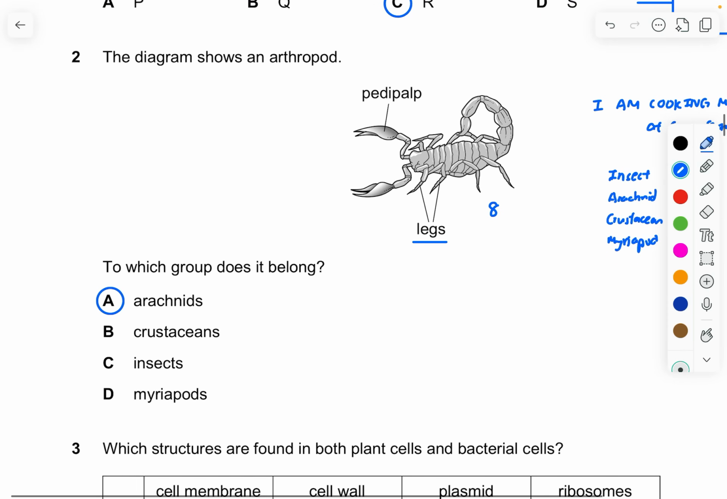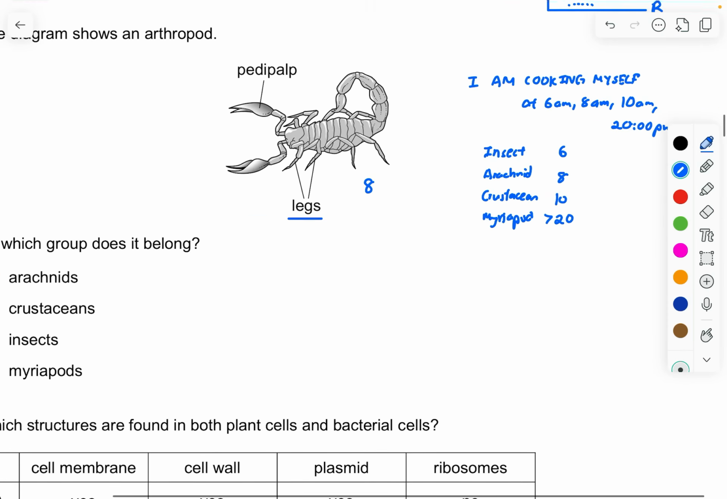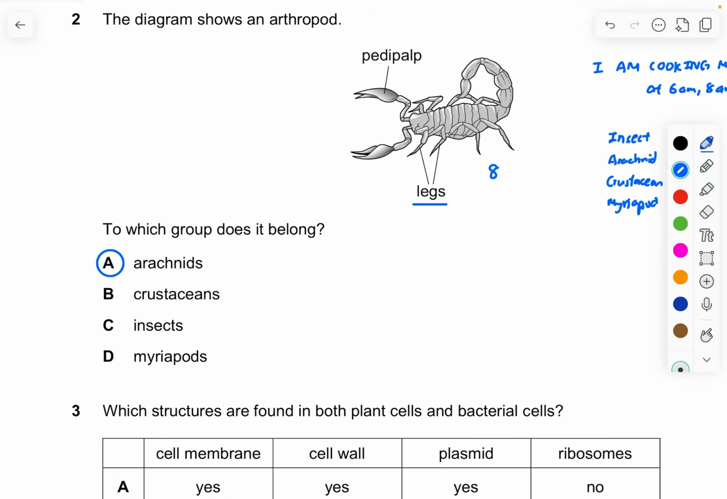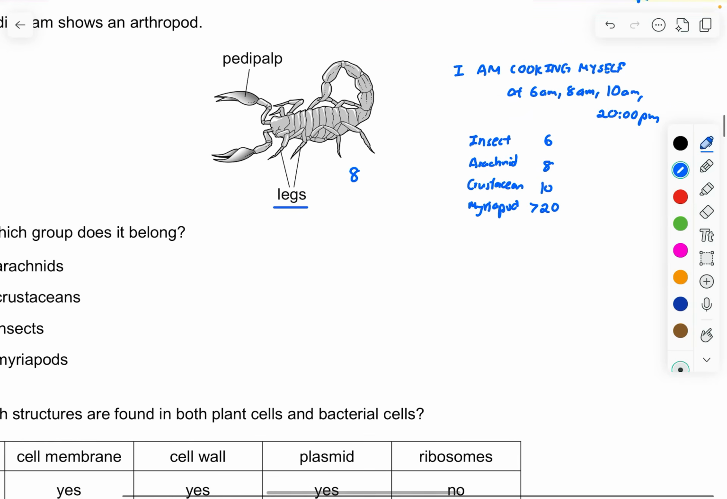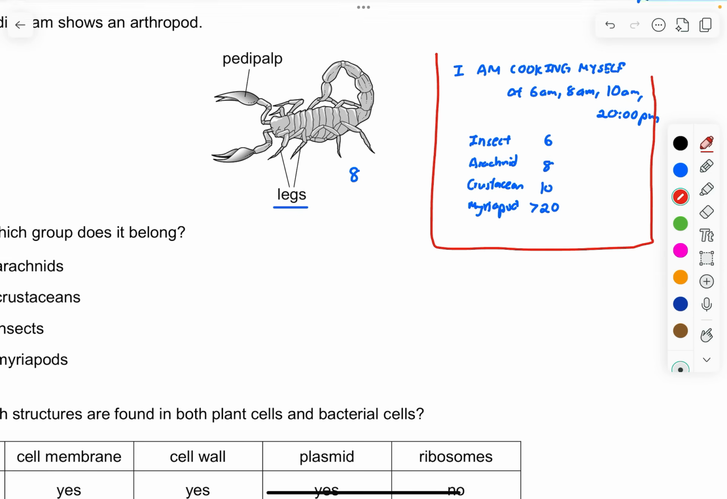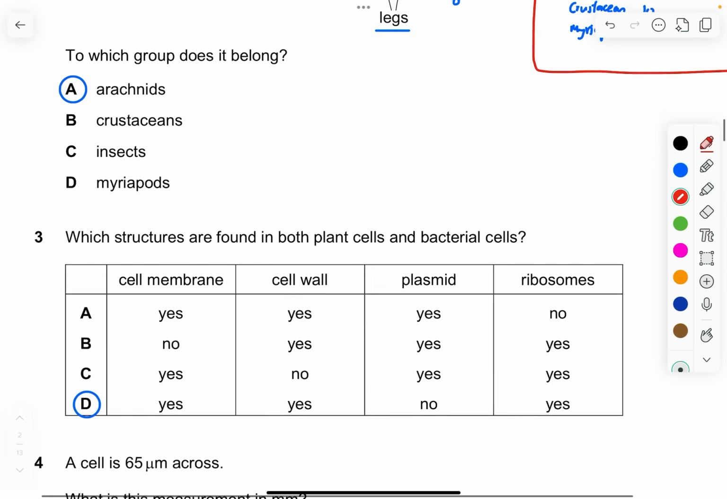So if you see 8 legs, then the answer will be arachnids. I hope this gives you a much easier clue. I use this to remember the number of legs, and it's a very famous past year question actually.